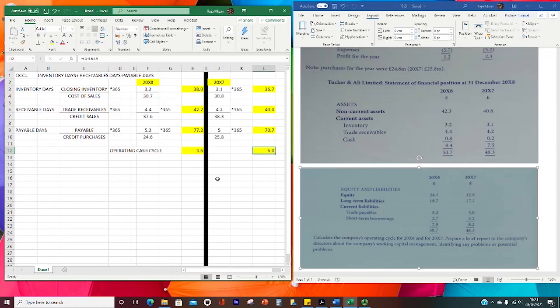Then we have payable days. It took us 71 days to pay our suppliers in 20x7. Now we are taking 77 days to pay our suppliers. So maybe it's a general trend in the market that people are taking longer to pay their suppliers. Just like our customers took longer, we took longer to pay our suppliers. Overall, the impact of all these movements is positive for 20x8 because it has reduced to 4 days, which means some of the working capital was released during the year, which is always a good sign. If your operating cash cycle increases, that means you need to fund more money into the business, which is a negative thing.